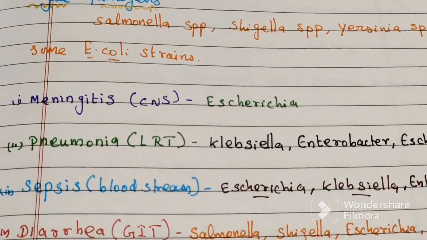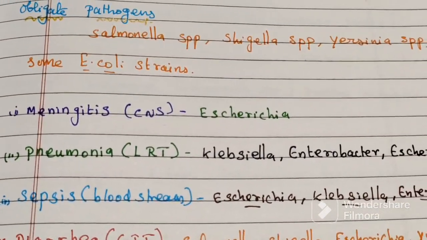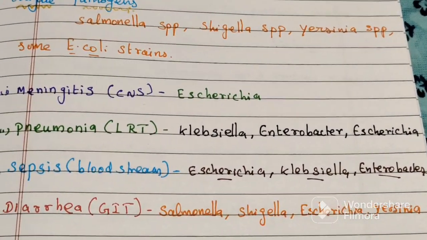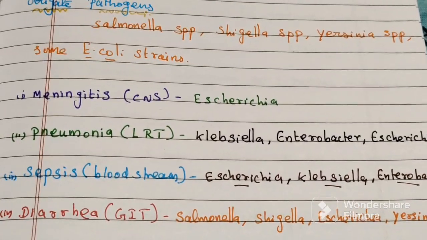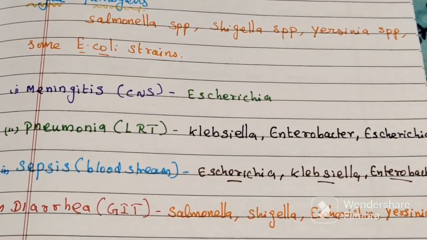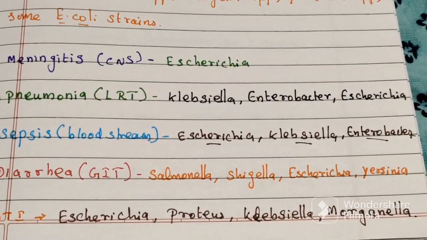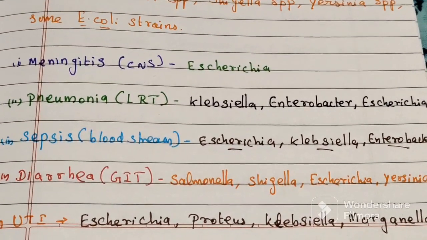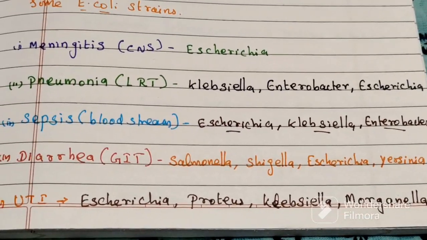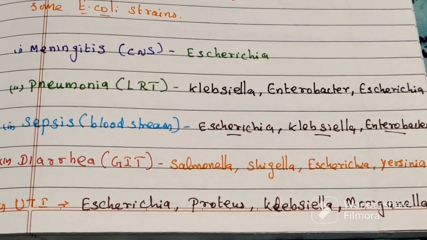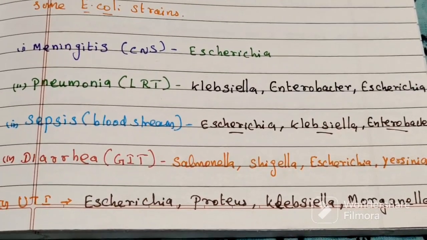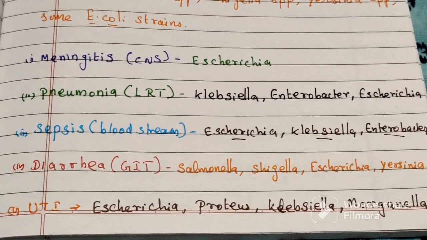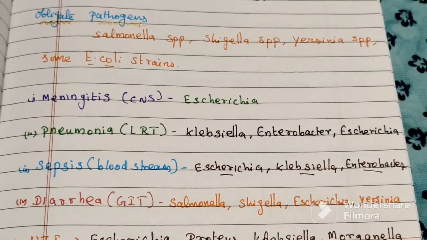In the central nervous system, Escherichia causes meningitis. Klebsiella, Enterobacter, and Yersinia cause pneumonia in the lower respiratory tract. Escherichia coli, Klebsiella, and Enterobacter cause sepsis, a bloodstream infection. Salmonella, Shigella, and Yersinia cause diarrhea in the gastrointestinal tract. Escherichia coli, Proteus, and Klebsiella cause urinary tract infection.